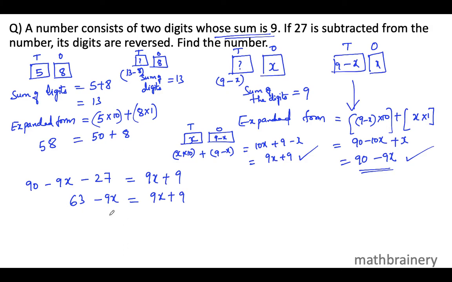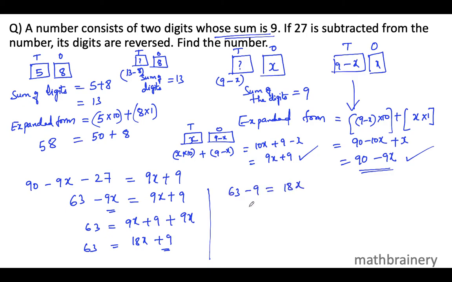Okay, so let's transpose this 9x to the right hand side. That means 63 will be equal to 9x plus 9 plus 9x, which is 18x plus 9. This is 63. Let me transpose this 9 to the left hand side. That means your 63 minus 9 is equal to 18x. 63 minus 9 is 54. This is equal to 18x. So what is x now? It should be 54 divided by 18, which is 3.